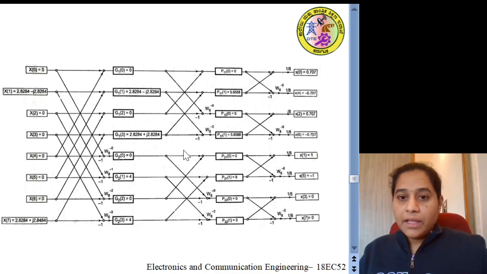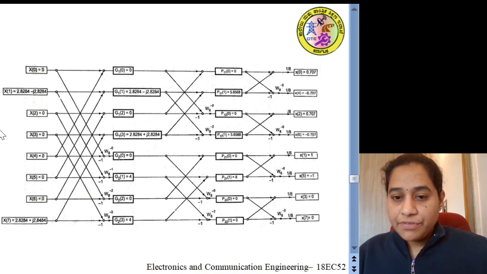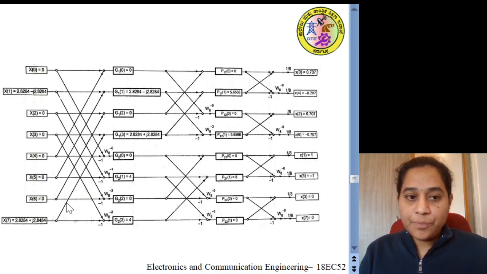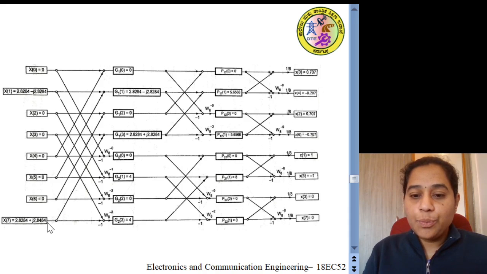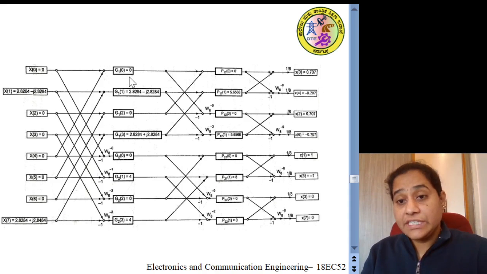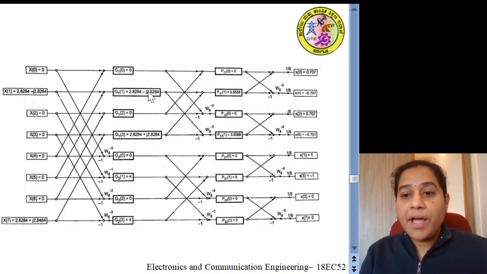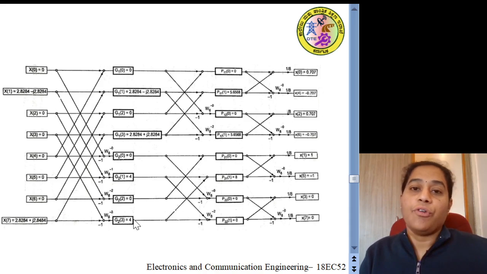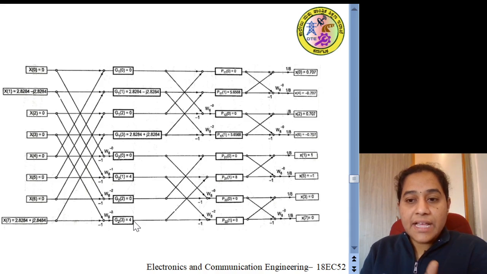So here x of 0 is 0 because we are taking these inputs in natural order. X of 1 is 2.8284 minus j 2.8284. X of 2 is 0, x of 3 is 0, x of 4 is 0, x of 5 is 0, x of 6 is 0. X of 7 is 2.8284 plus j 2.8284. After the first stage of decimation and after multiplying with the twiddle factors, we obtain the outputs from the first stage as 0, 2.8284 minus j 2.8284, 0, 2.8284 plus j 2.8284, 0, 4, 0 and 4. This output from the first stage we will now consider as input to the second stage.